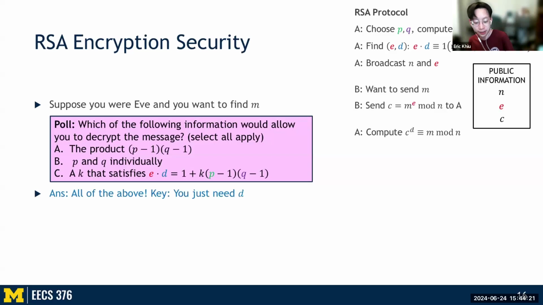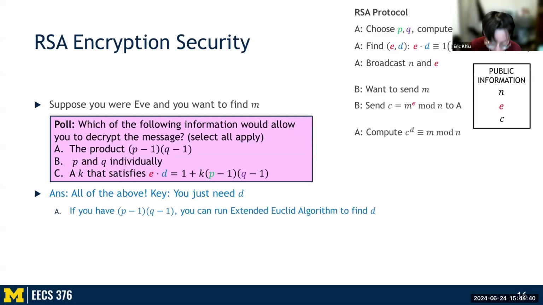So the answer is all of the above. The idea is that in order to decrypt the message, you just need the private key. That's the most important thing that you need. I'm going to show you how you could retrieve D using any of the information that you have there.